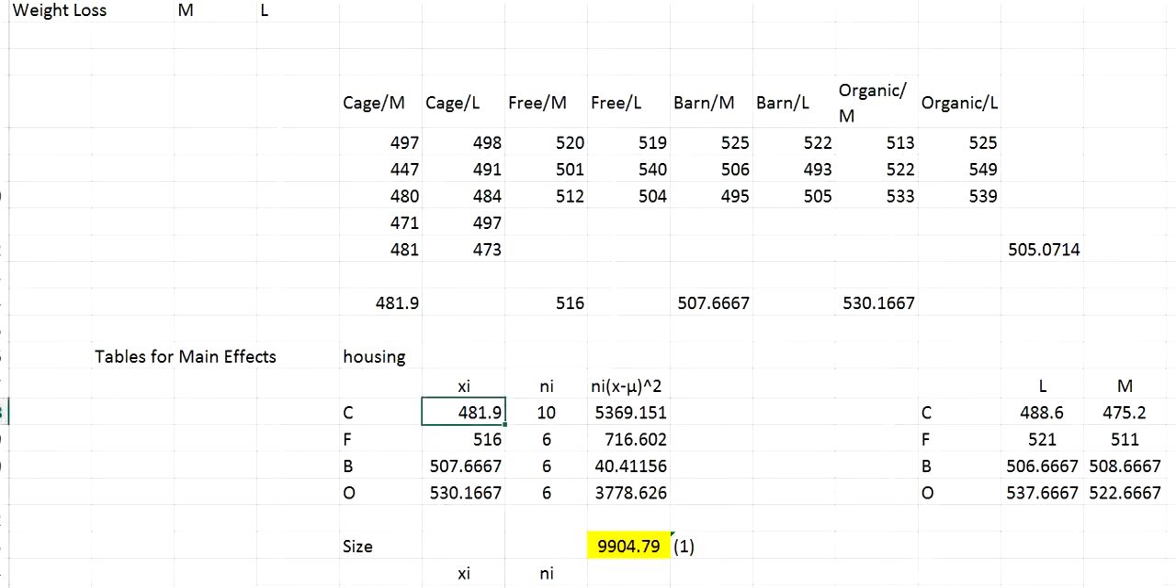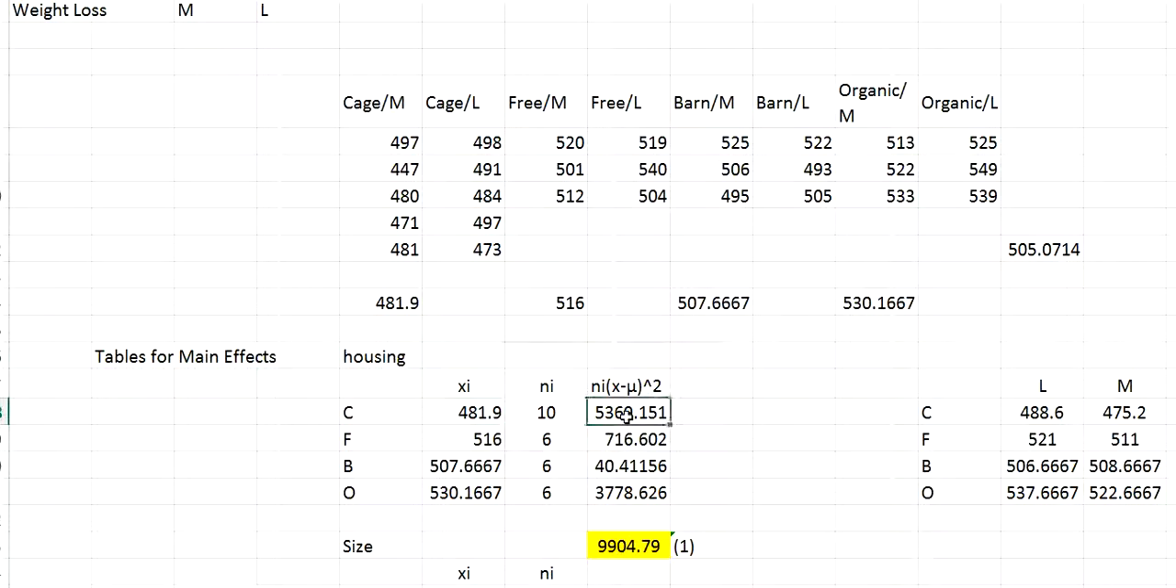For the housing, I got the average of the housing. You can see this is the average of the cage. Next one is the average of the free, the average of the burn, and the following one is the average of the organic. These are the averages, and these are the number of observations that I used to calculate each average. For example, here I have used 10 observations and the rest of them are 6.